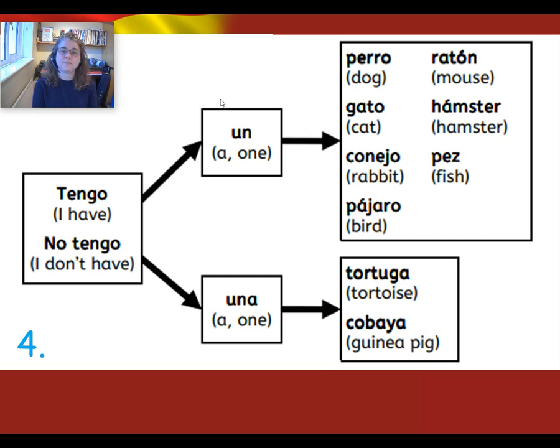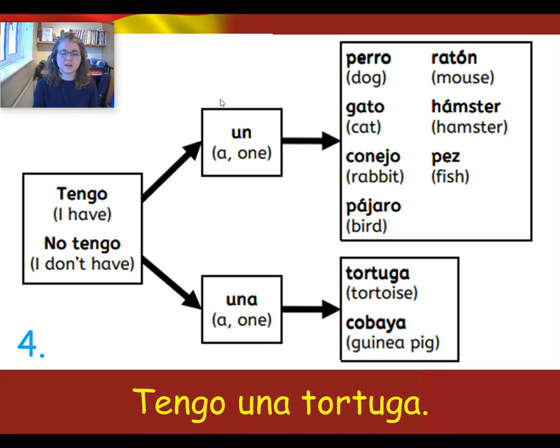Next, number four, how do you say, I have a tortoise? Remember, you need to write three different words. I have a tortoise. And what would that be? That's right, tengo una tortuga.